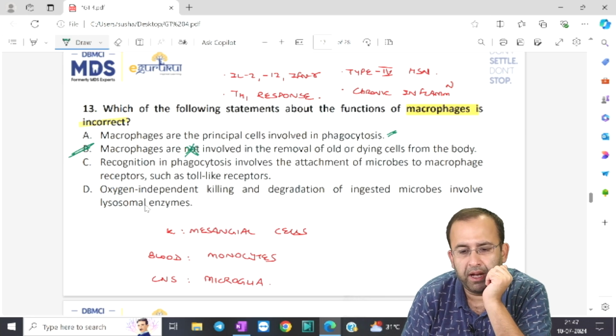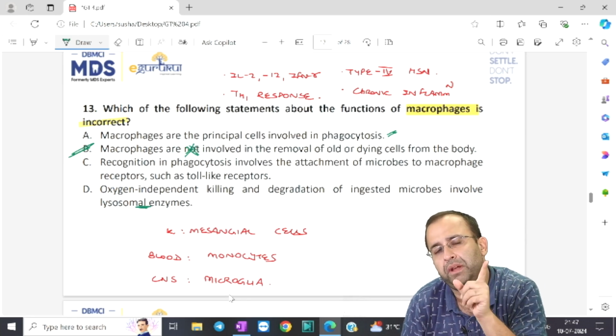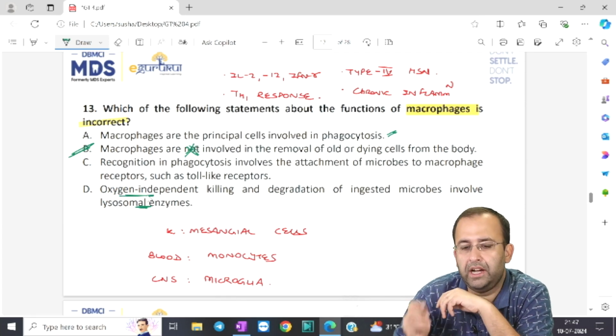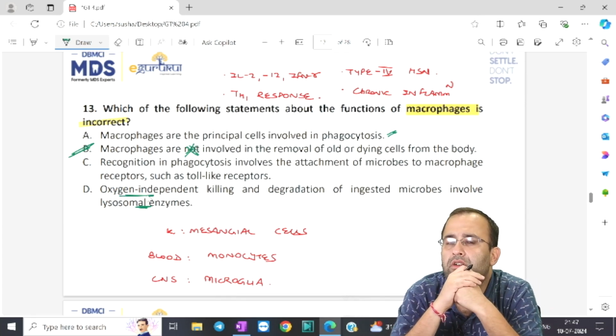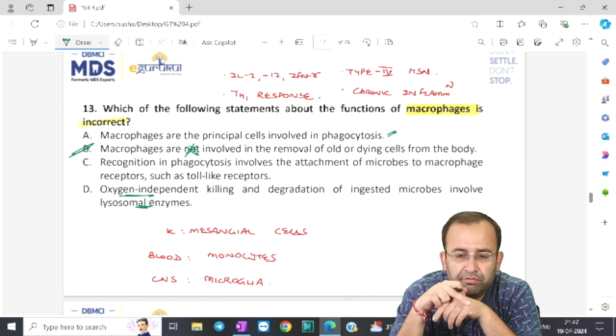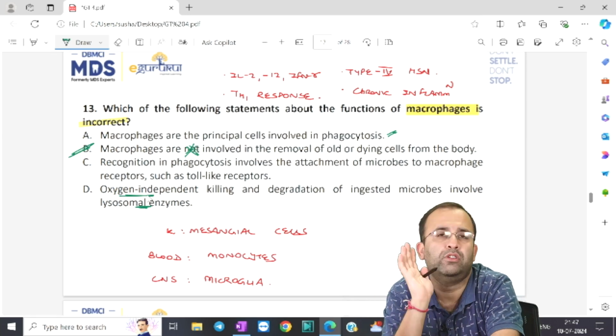Oxygen independent killing is by lysosomal enzymes. Lysosomal enzymes have three types of granules: primary granule, secondary granule, and tertiary granule. It is oxygen independent. Oxygen dependent was the NADPH oxidase pathway. So which statement was incorrect? Option B. They are involved in removal of old or dead cells.